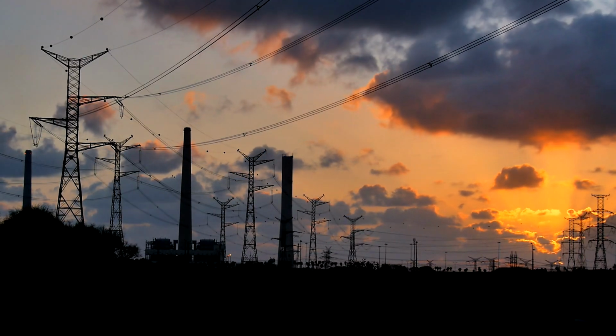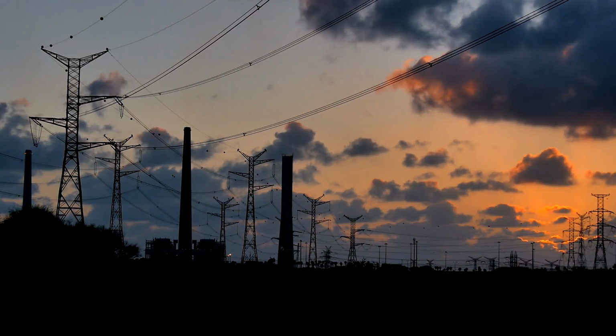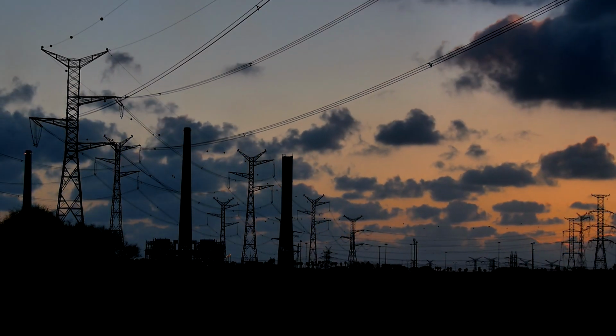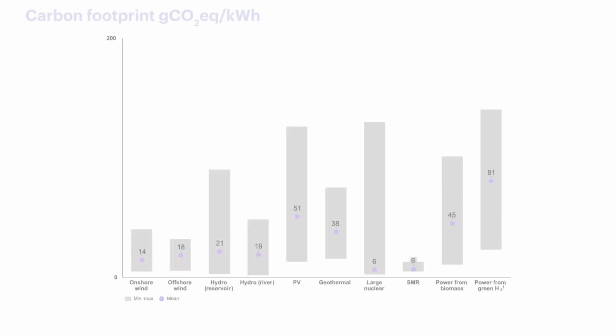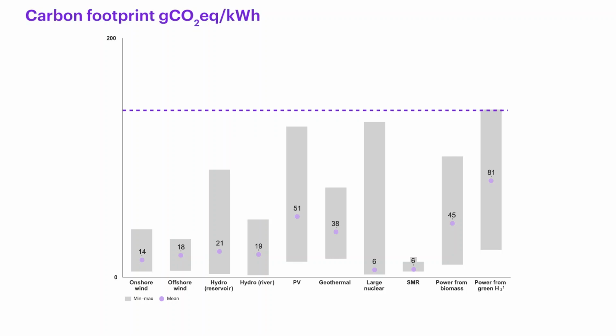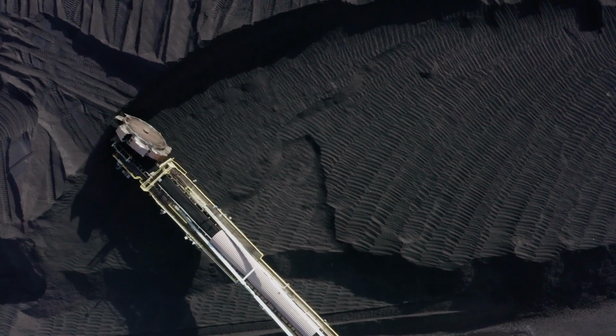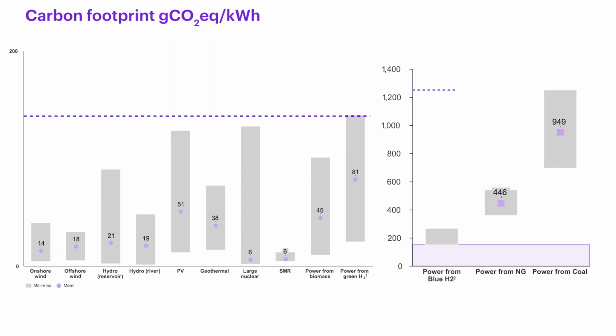Lastly, let's take a look at the life cycle assessment for electricity sources to understand their carbon footprint during the lifetime of these installations. Low-carbon electricity sources like nuclear, renewables, biomass, or green hydrogen have a carbon footprint under 128 grams of CO2 equivalent per kilowatt hour, and as you can see, this is way below fossil fuel electricity's footprint. Power from coal has the largest footprint, reaching more than 1,300 grams of CO2 equivalent per kilowatt hour, while natural gas is around 560 grams.